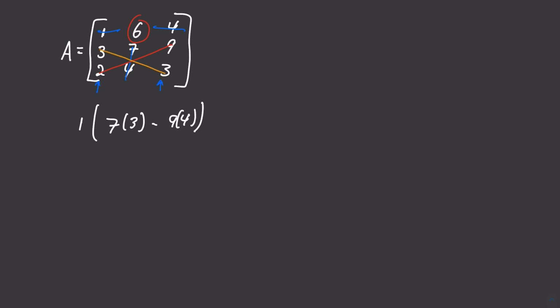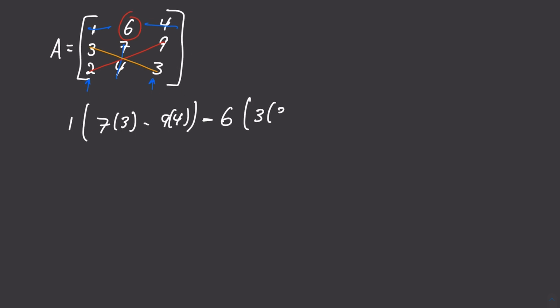Draw them across. So this is going to give us, and remember the second term we're always subtracting, so negative 6 times the summation of 3 times 3 minus 9 times 2. Notice how I just track these numbers across like this, and it's just like we're doing a big 2 by 2 matrix across the 3 by 3 matrix.